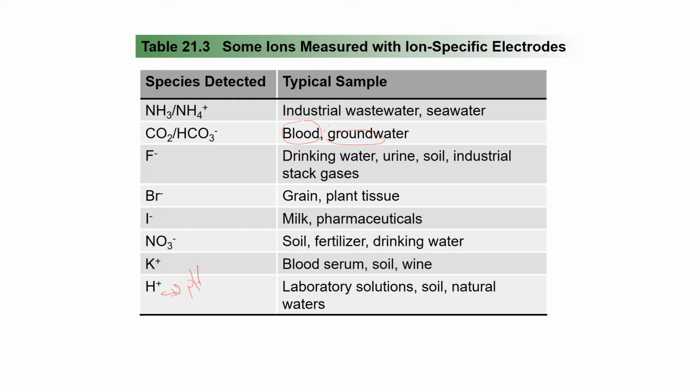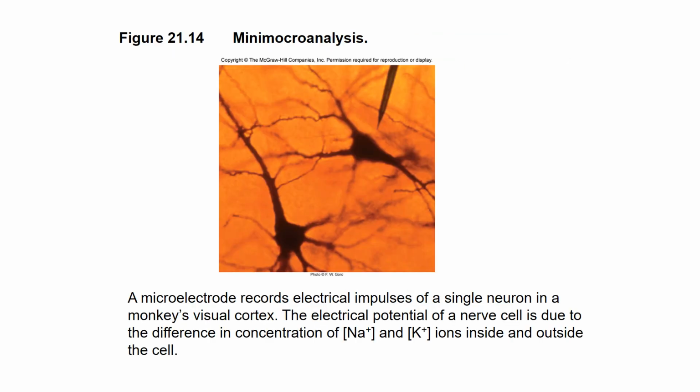So these are some of the ions that are measured with ion-specific electrodes. When you talk of micro-analysis, the word that first came to mind was mimicry, biomimicry. But this is microanalysis. So a microelectrode records electrical impulses of a single neuron in a monkey's visual cortex.